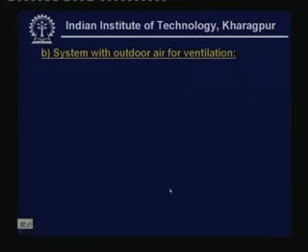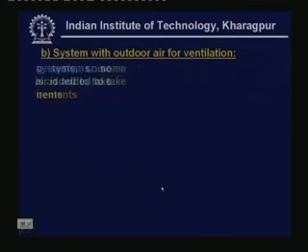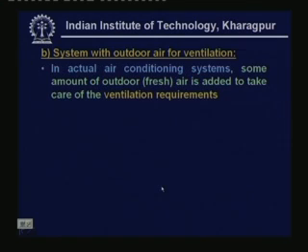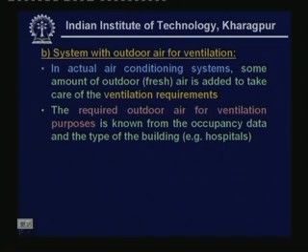Now let us look at the system with outdoor air for ventilation. As I have already explained, in an actual air conditioning system, some amount of outdoor air or fresh air is required to take care of the ventilation requirements. The required outdoor air for ventilation purposes is known from the occupancy data and the type of the building, for example, hospitals. First of all, why do we require outdoor air? As I have already told, we require it for ventilation purposes.